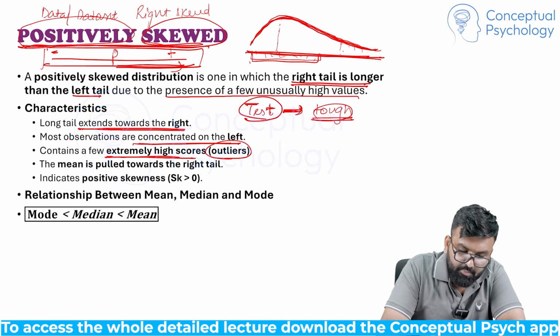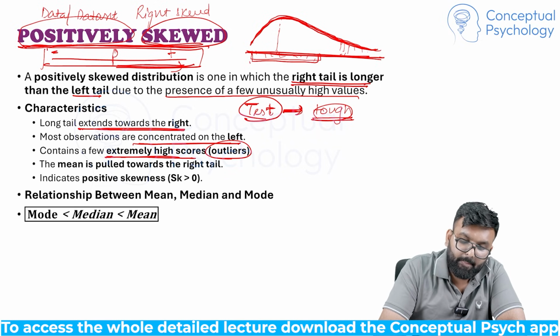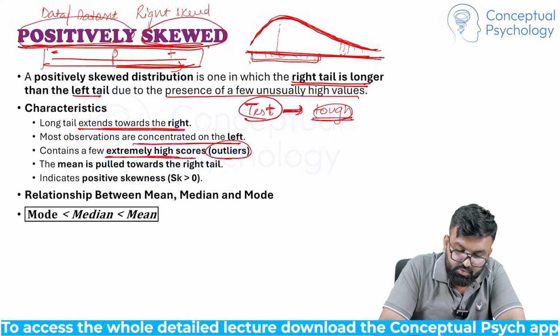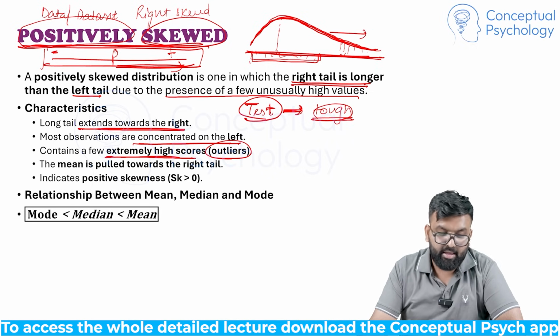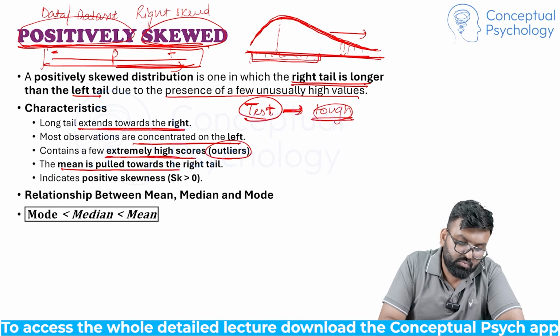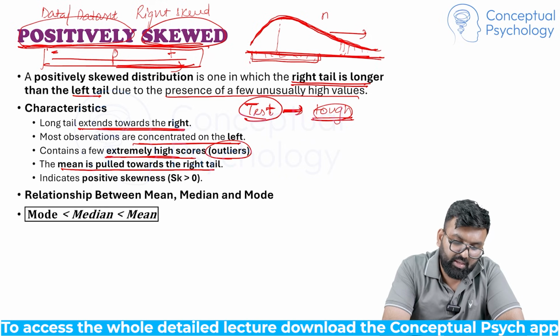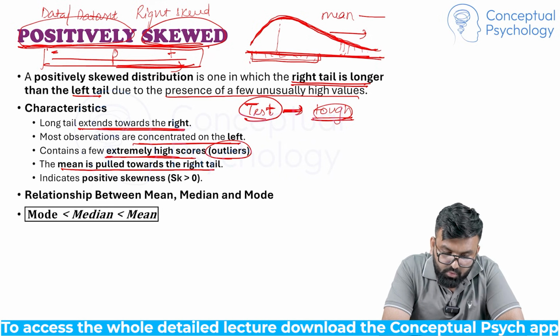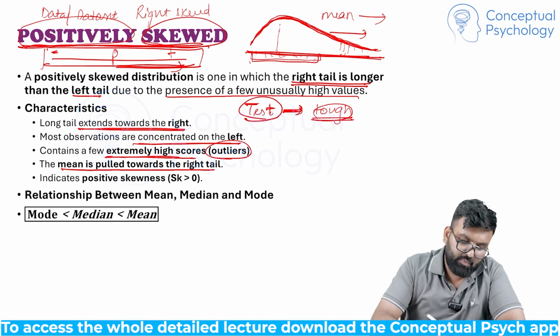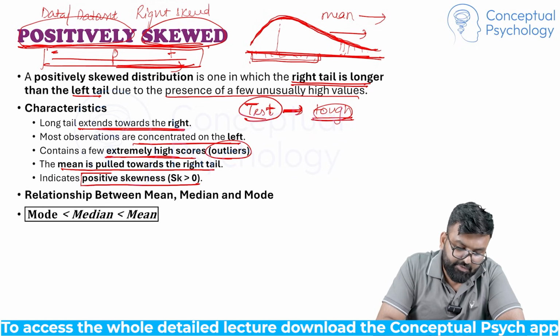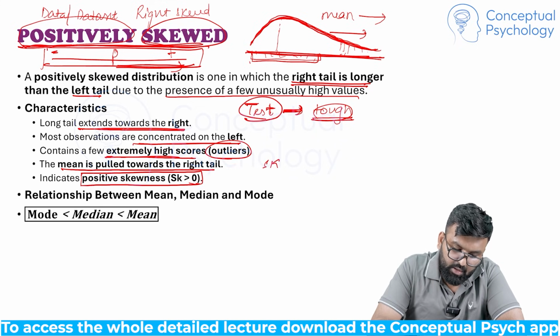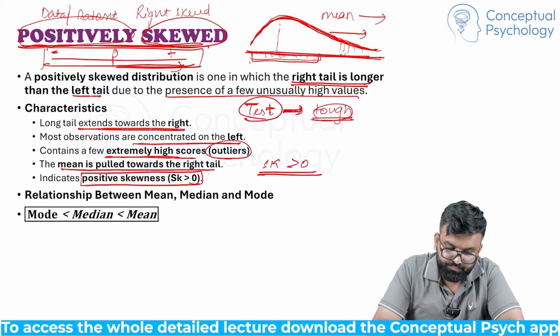कुछ बच्चों के फिर भी मार्क्स हाई आए तो इसीलिए कुछ आउटलायर्स की फ्रीक्वेंसी ज़्यादा है जिनकी वैल्यू काफ़ी हाई है. The mean is pulled towards the right tail. जो मीन है वो आउटलायर्स की तरफ खिंच जाता है. It indicates positive skewness. स्क्यूनेस की वैल्यू is greater than 0.